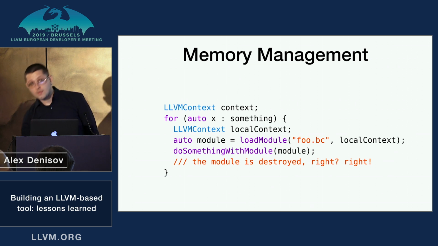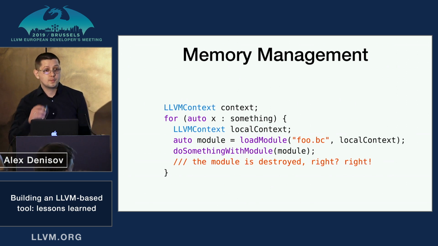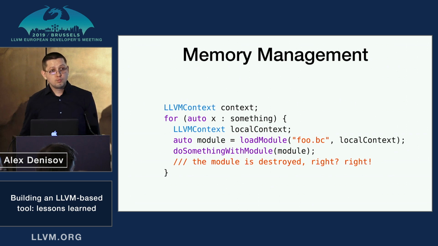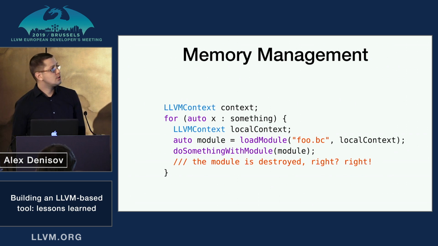Okay, yeah, question. So is the problem there that load module returns just a module pointer, not a unique pointer? It returns a unique pointer, and it still doesn't get freed? Yes. Okay. That's what I'm saying, that I don't understand how it works, really. I thought I knew something about C++, but not anymore.